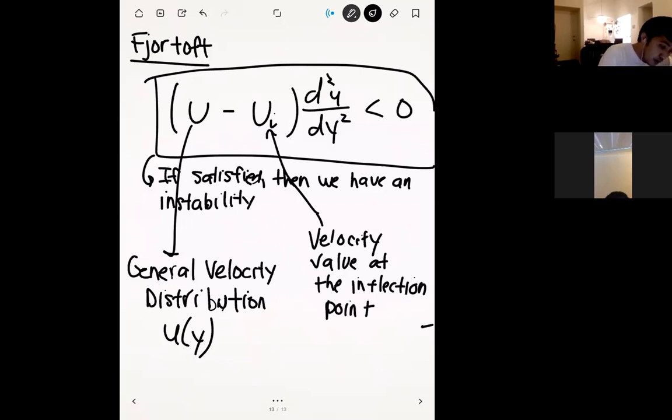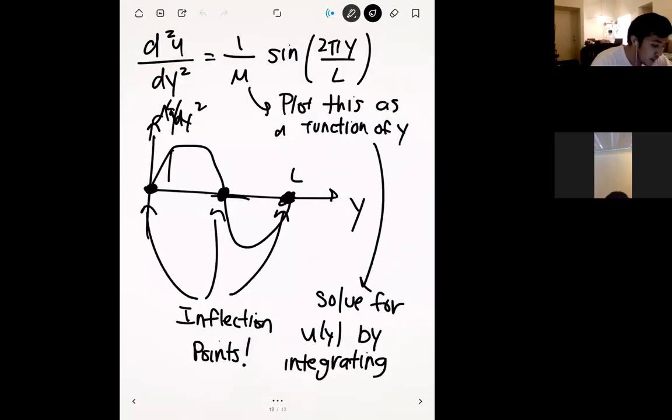And so the next thing that you're going to plug in is going to be UI. The reason it has a subscript I is basically we're saying that this is a velocity at a specific location. And that specific location or locations is going to be at the inflection points. If you look at the previous example here, we have 3 inflection points. So we have one at the wall, we have one in the middle, and then we have one at the far side.